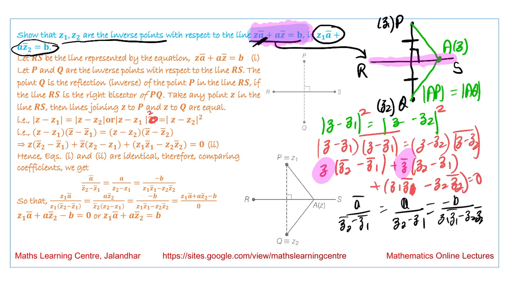Now we multiply and divide this first term by Z1, and multiply and divide this second term by Z2 bar.